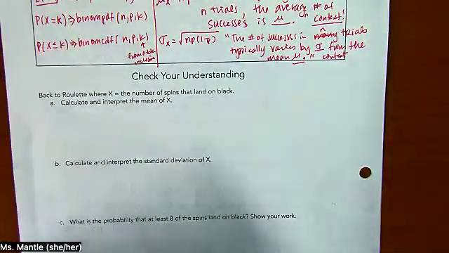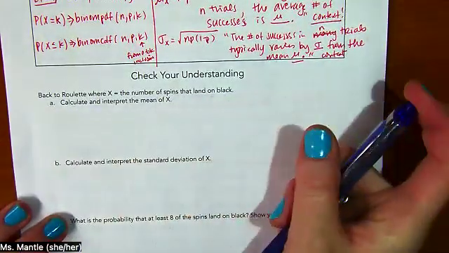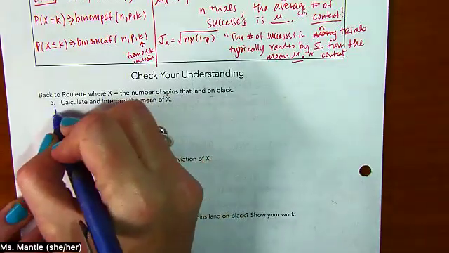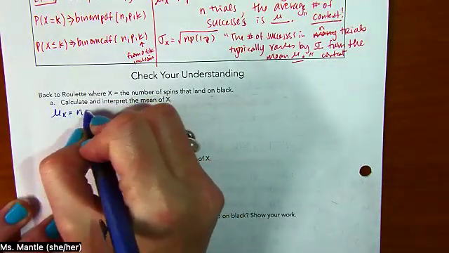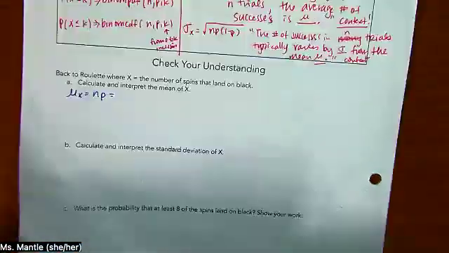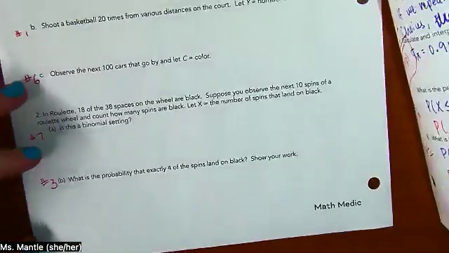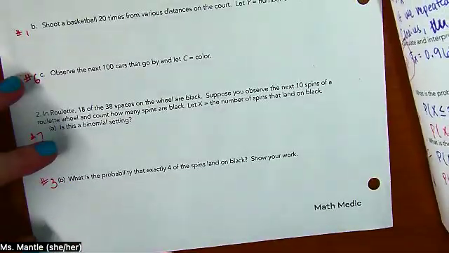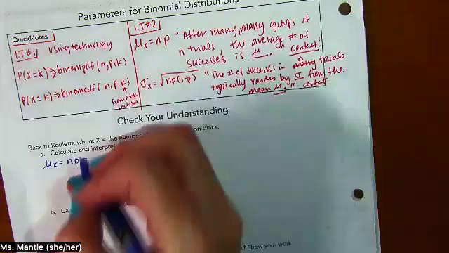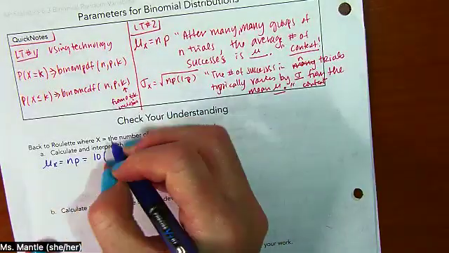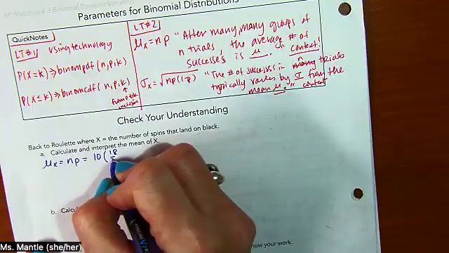I want to find the mean and the standard deviation of the roulette problem. So mu sub x is n times p. We were spinning the roulette wheel 10 times and trying to land on black. So n is 10, and the probability of success was 18 out of 38.